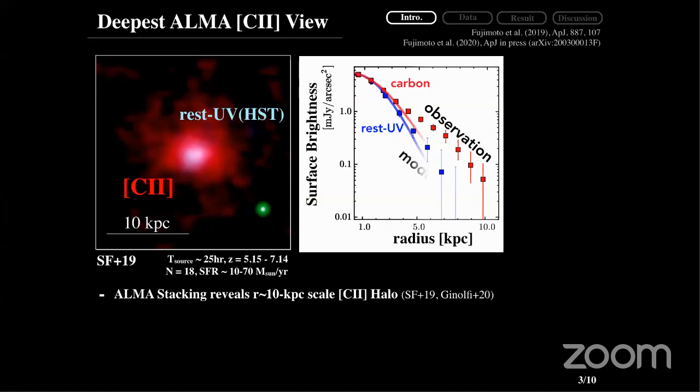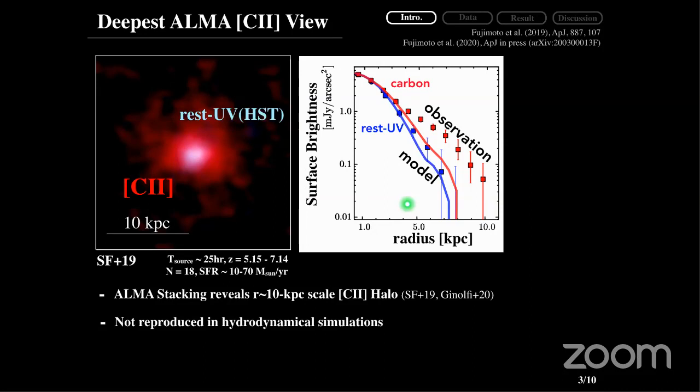Hydrodynamical simulations couldn't reproduce such a large [CII] halo structure, so these results suggest early galaxies eject an amount of carbon-rich gas far exceeding our expectation, and indeed, the [CII] halo studies would be a helpful probe to understand the feedback mechanism of early galaxies in conjunction with theoretical studies.